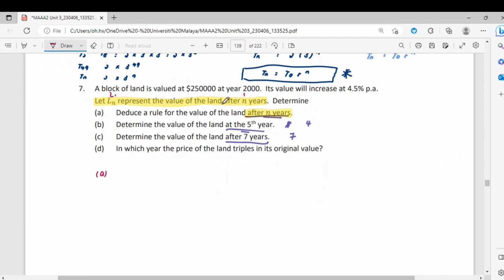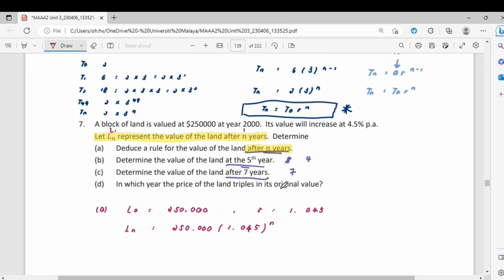So if we follow this definition, then my 250,000 is L0. Then after that, your common ratio is 1.045. If you are using L0, then your equation will look like Ln equals to, so you remember Tn equals T0 multiply R to the power of n. So remember, if you are using T0, then your power will be only n.